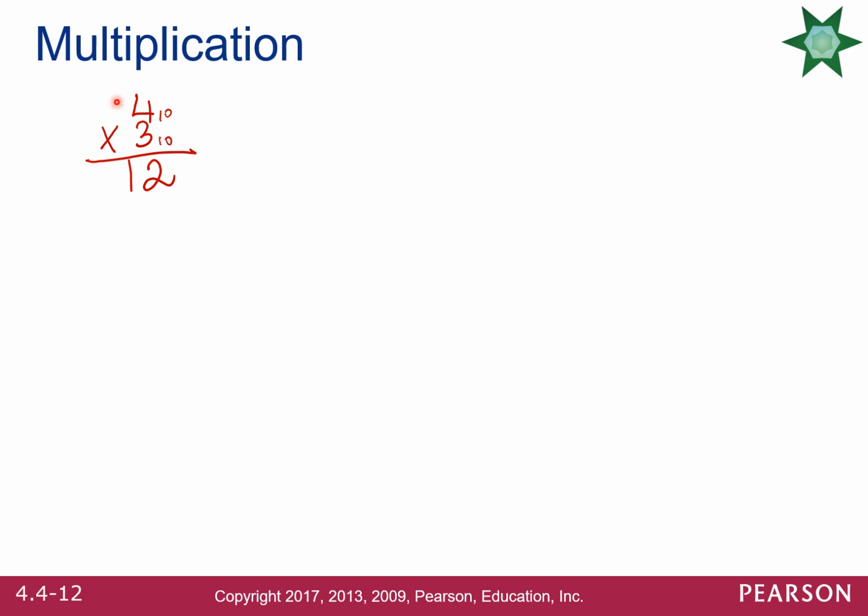When we are multiplying the same values in base 5, let's say we have 4 base 5 multiplied by 3 base 5. What we need to do is extract bundles of 5, either one bundle of 5 or multiple bundles of 5, from the product we get after multiplying 4 and 3.